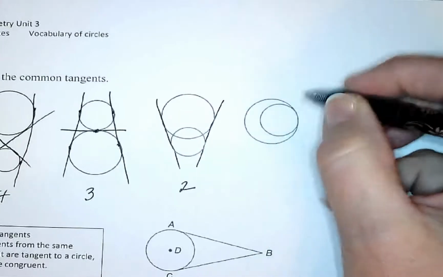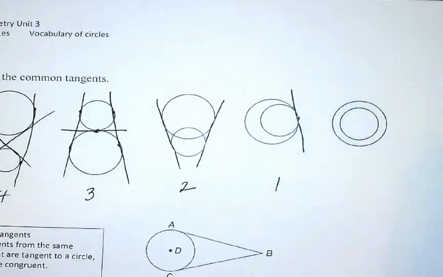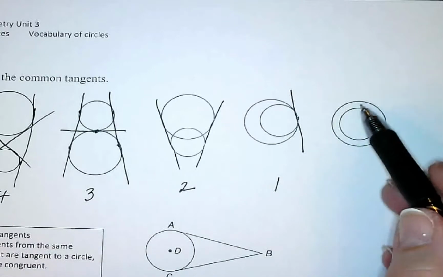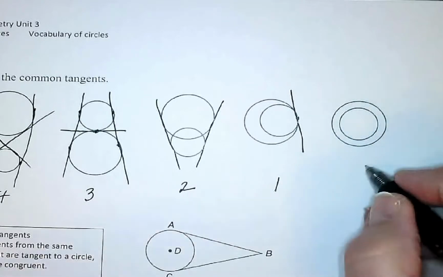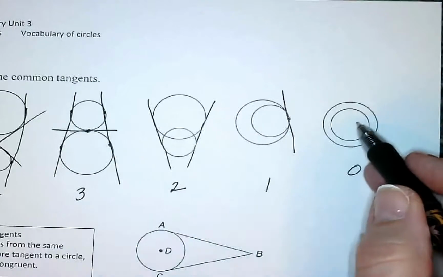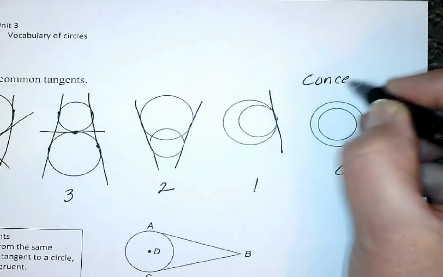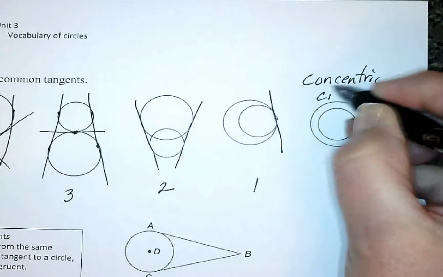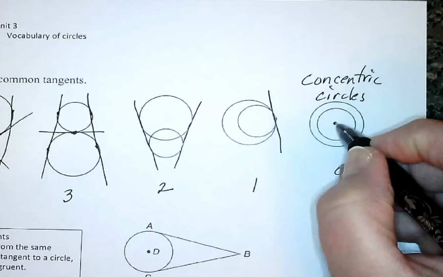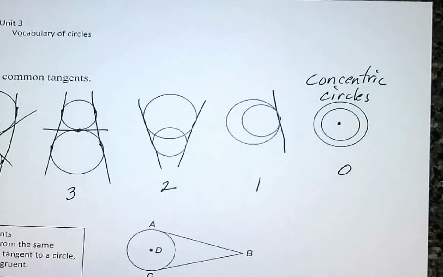This one is kind of a circle within a circle. They meet right here, so I can have a tangent line out here. So there's 1 common tangent for that. And you can see here there's no way that I could draw a line that would intersect each circle at just one single point. So we would have 0 common tangents here. In fact, this situation, which is like a bullseye, is called concentric circles. Okay, concentric circles are those that have the same center, but they have a different radius. Kind of like a bullseye.